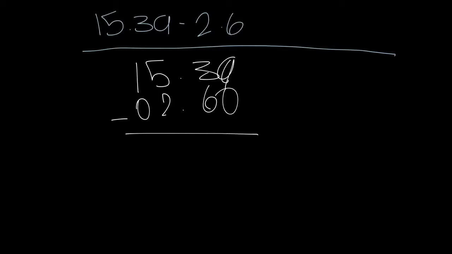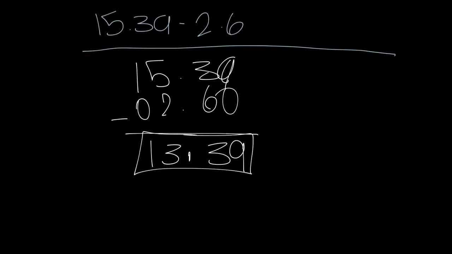9 minus 0 is 9. 6 minus 3 is 3. Then I will bring my decimal right down. And then 5 minus 2 is 3. And 1 minus 0 is 1. So my answer is 13.39, which is 13 and 39 hundredths.